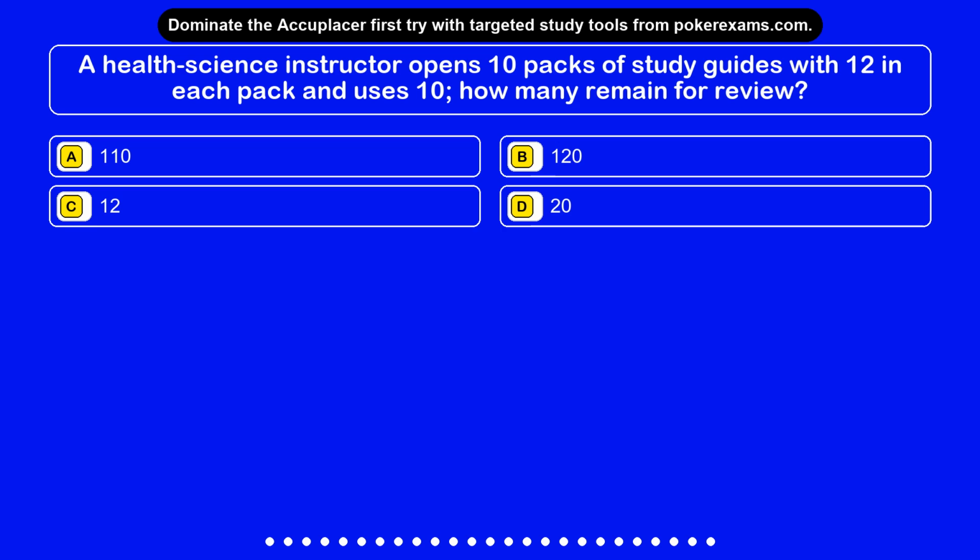Question 1. A health science instructor opens 10 packs of study guides with 12 in each pack and uses 10. How many remain for review? Option A, 110. Option B, 120. Option C, 12. Option D, 20.